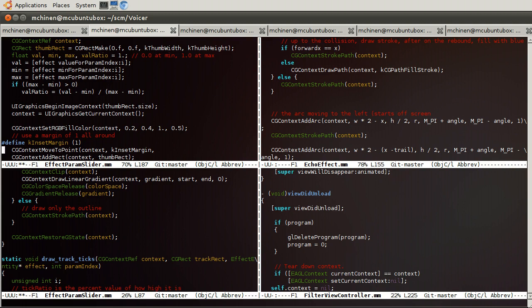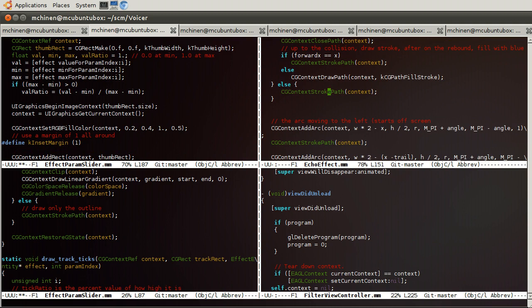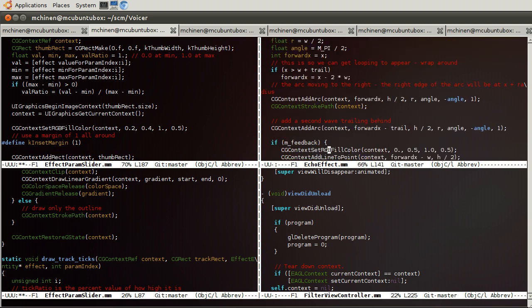You know what? I think we just want to add the arcs. I'm pretty sure we just want to add the arcs. We don't need to do anything to preface that. CG context, add arc, context. And this is going to be the point, the center point for the circle.